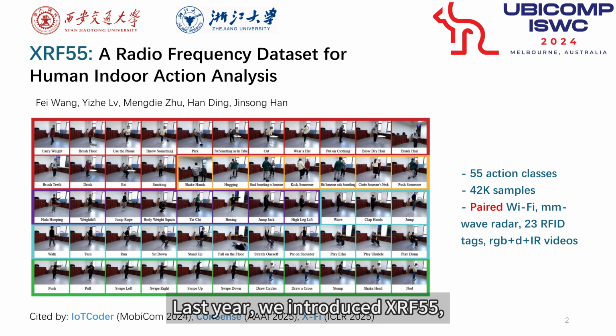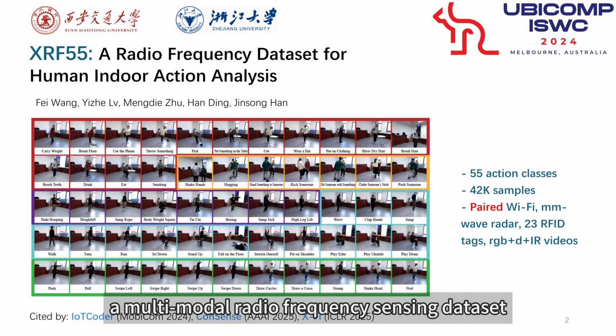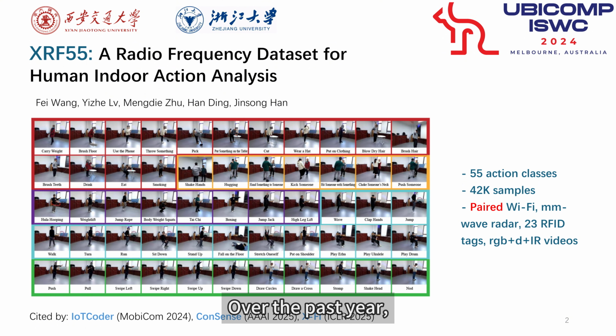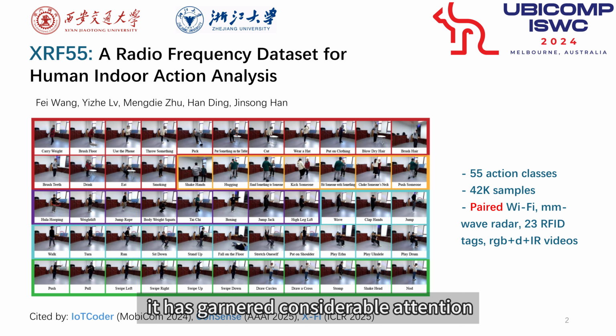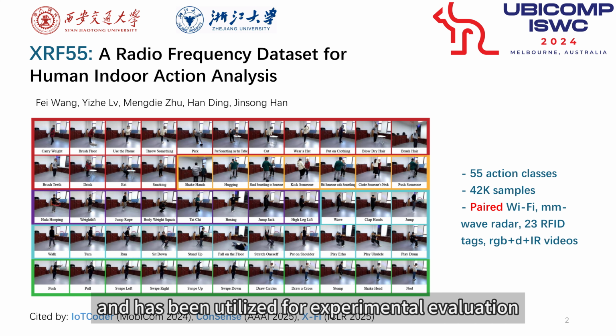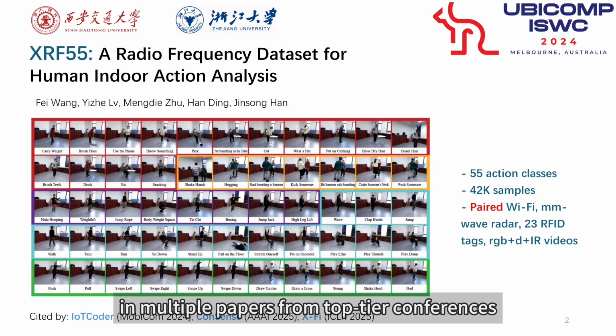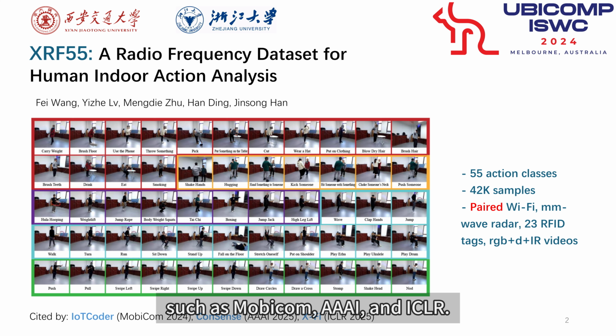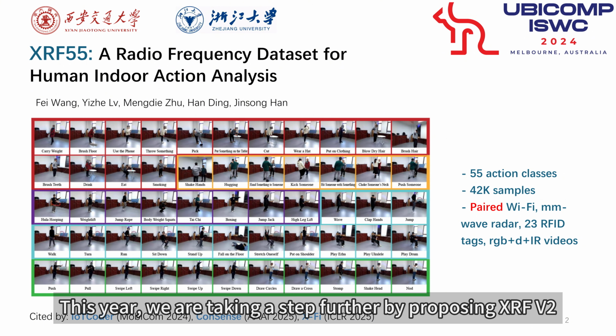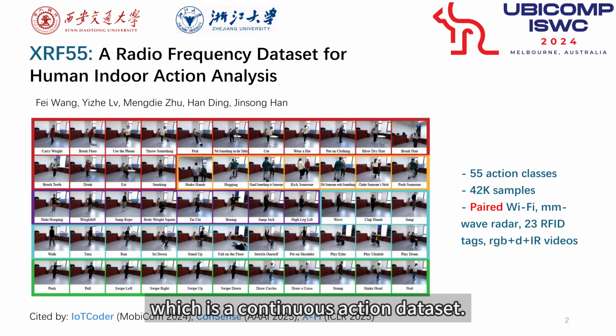Last year, we introduced XRF-55, a multimodal radio frequency sensing dataset for 55 class classification. Over the past year, it has garnered considerable attention and has been utilized for experimental evaluation in multiple papers from top-tier conferences such as Mobicom, AAAI, and ICLR. However, each sample in that dataset represents a 5-second action clip. This year, we are taking a step further by proposing XRF-V2, which is a continuous action dataset.